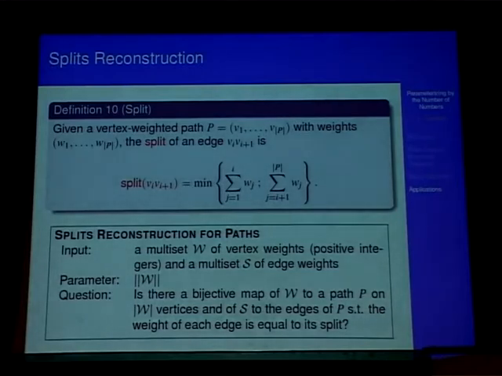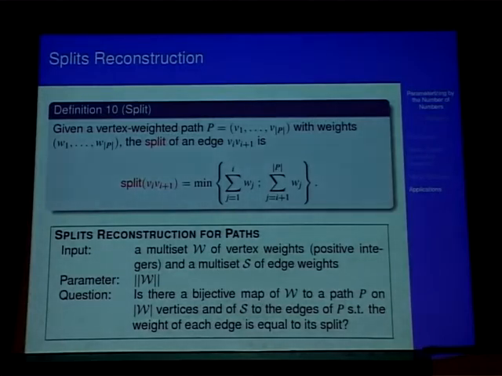The problem is: given a multi-set of vertex weights and a multi-set of edge weights, is there a weighted path where the vertex weights are assigned to the vertices of the path and the edge weights are assigned to the edges of the path, such that each edge weight is the split at this edge?